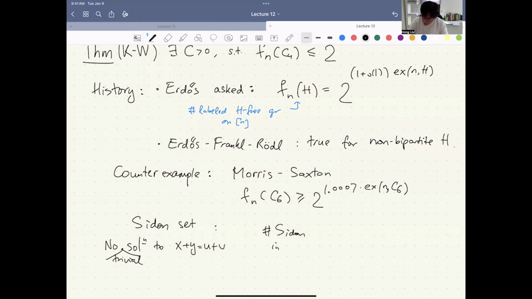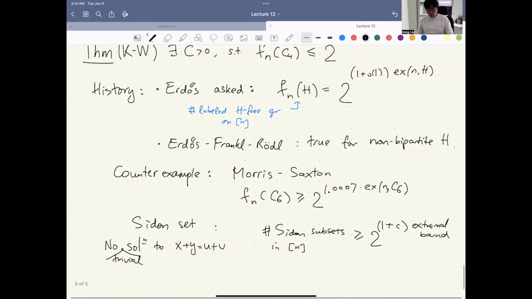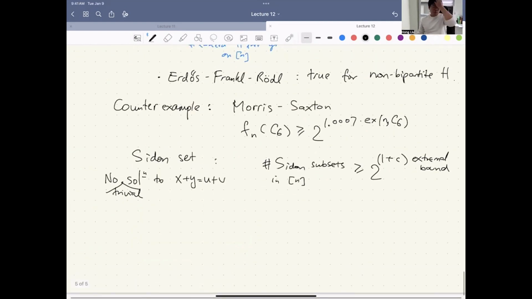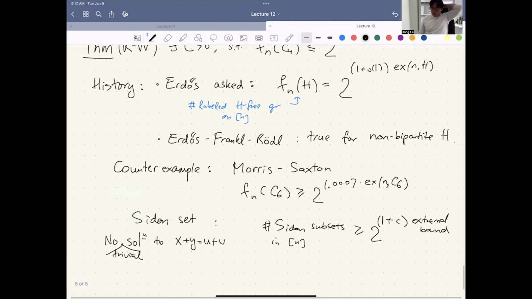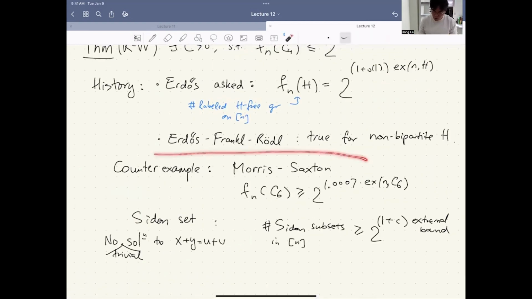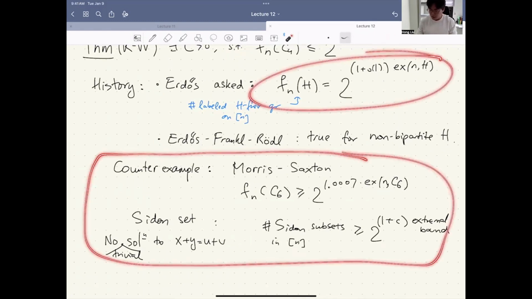For this, it's also known that the number of Sidon subsets in [n] is at least 2 to the 1 plus some absolute constant c times the extremal function. The extremal function is like 1 plus little o(1) times square root n, something like that. It will be interesting to find more examples where this is violated.